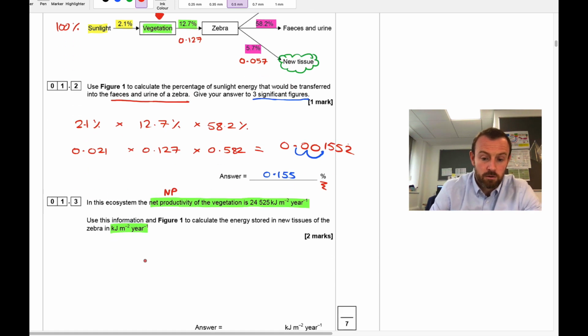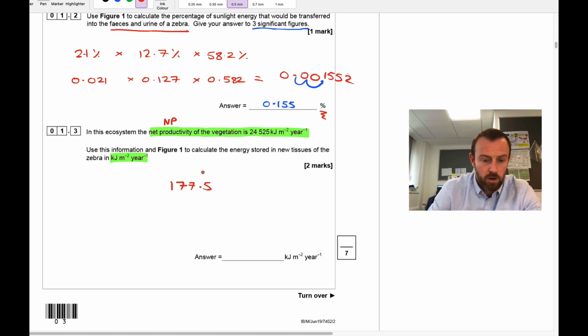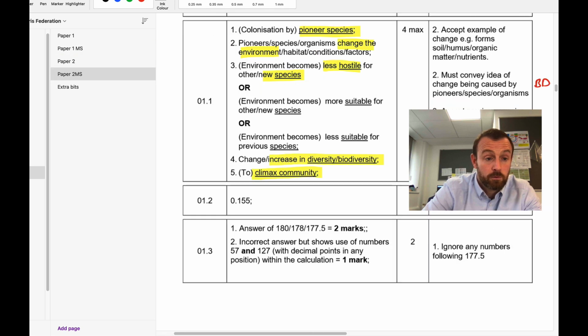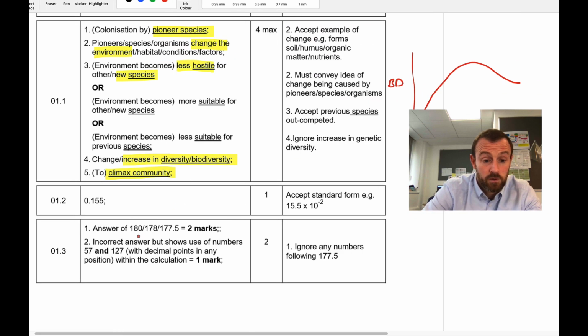So I've got 177.5. It doesn't tell me how many significant figures it wants, so I'll probably just leave it as 178 kilojoules per meter squared per year. Let's check the mark scheme. Oop, wrong one, that one. Okay, 178 or 177.5, either of these would be fine.